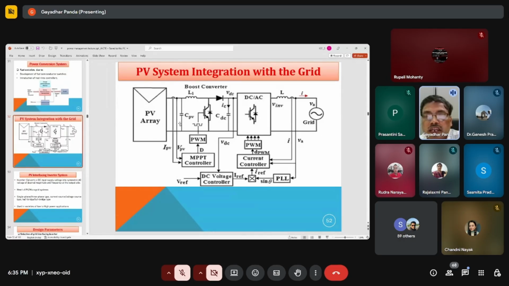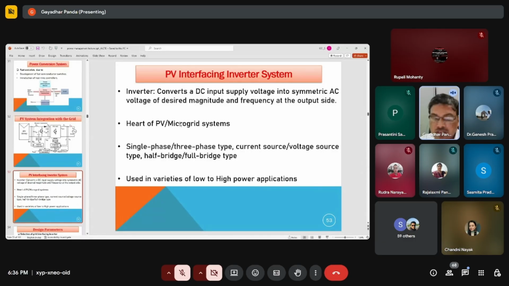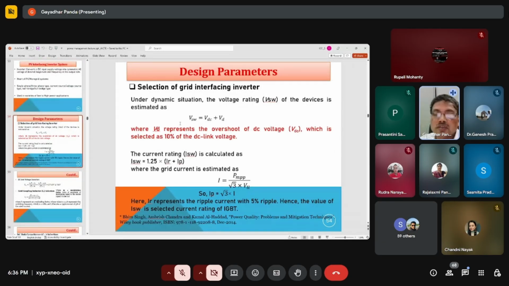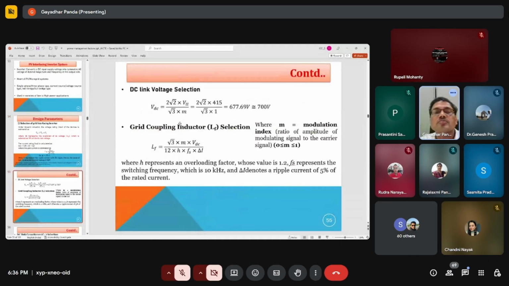Design parameters, all those things, you also have to take into account. We cannot take the PV array randomly; depending on the load conditions and the application point of view, you can design the different parameters as well as the ratings of the DC to DC converter and inverter. For that, one literature paper is available, published by Prof. Sir. In it, how to decide all the parameters is mentioned in detail. The DC link voltage selection, grid coupling inductor, all those things are written in that literature.